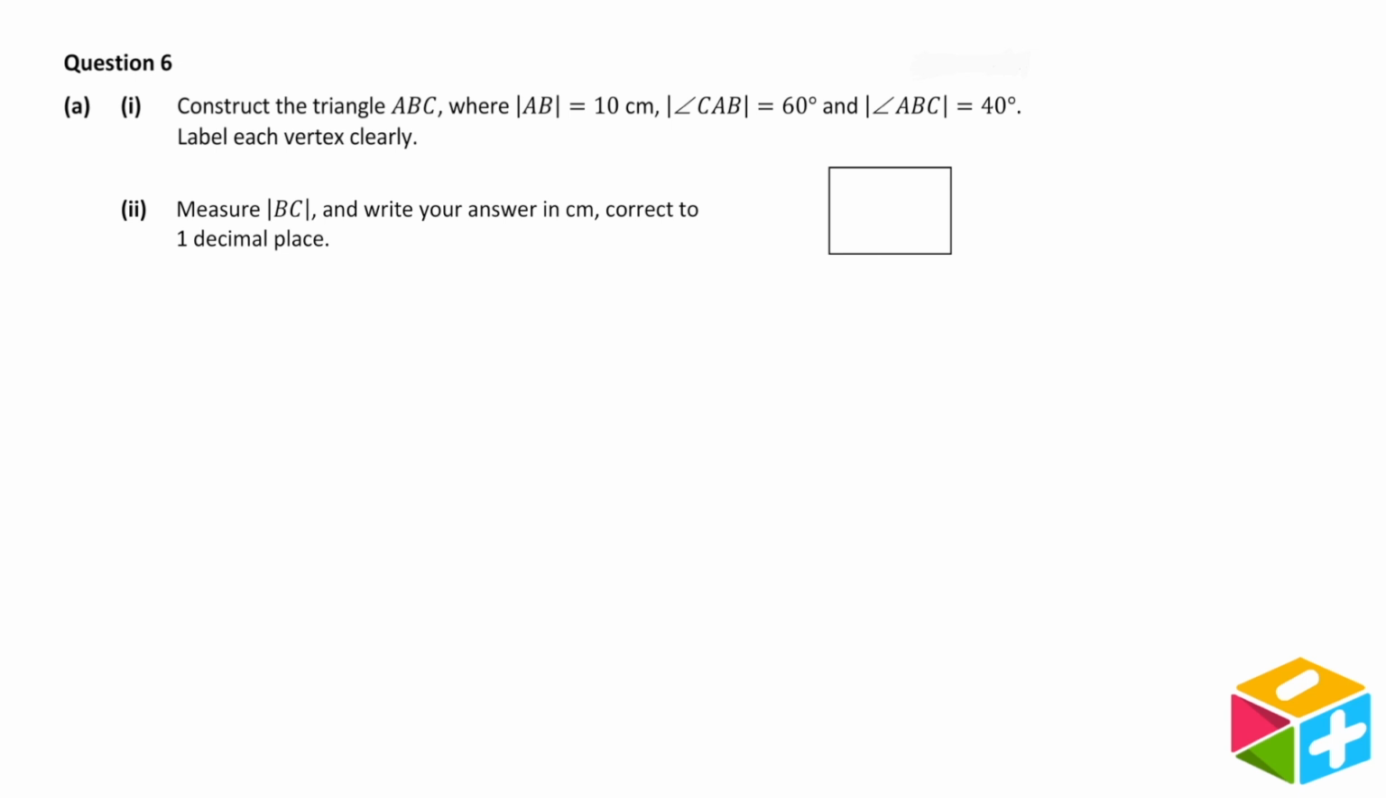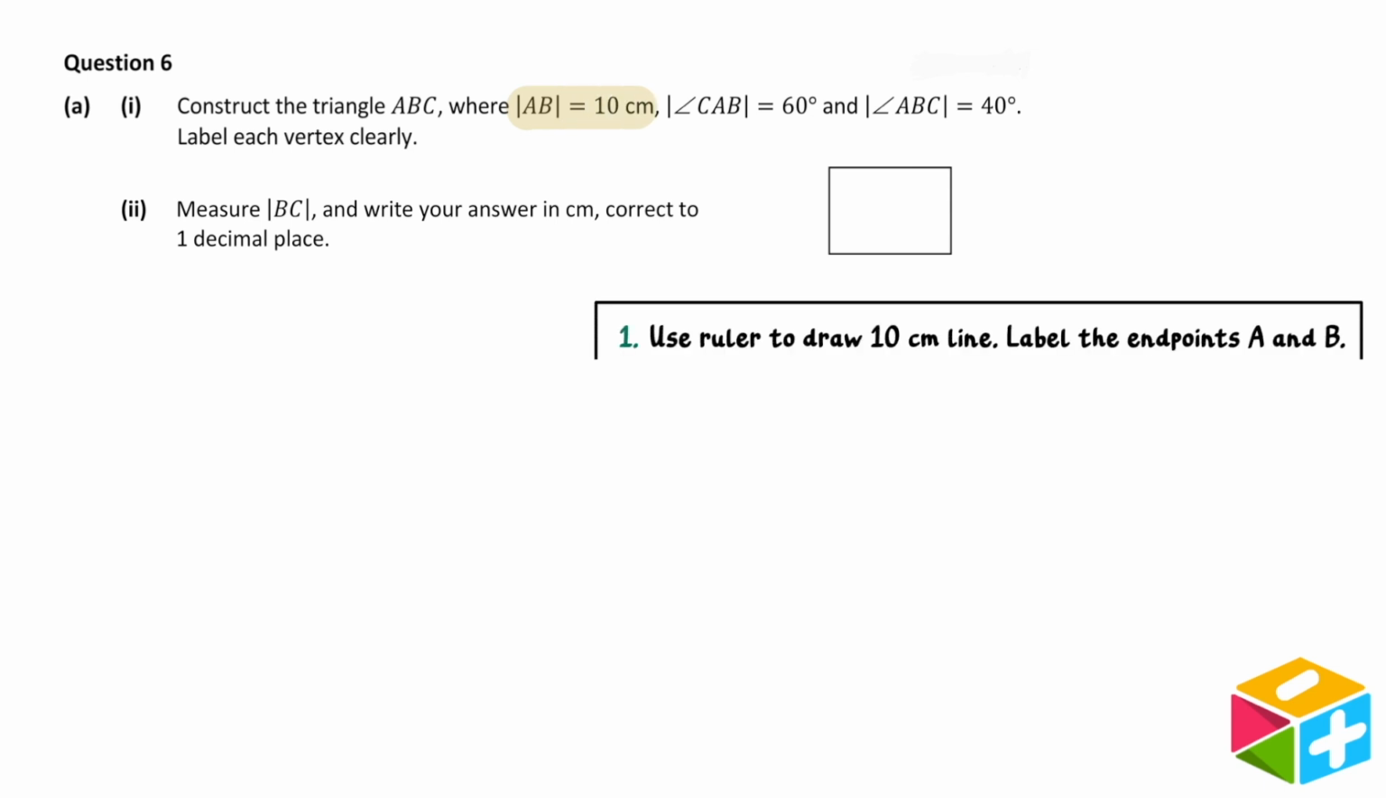We can break up this construction into a number of steps. The length of the line AB is equal to 10 centimeters. This will be a good starting point. We can use our ruler to draw a 10 centimeter line. Then we can label the endpoints with A and B.